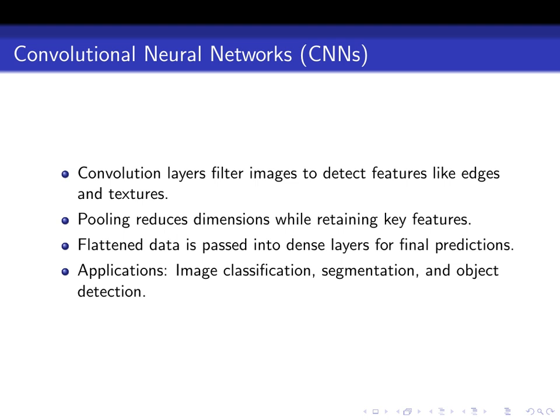Convolutional neural networks, or CNNs, are the backbone of modern computer vision. They use convolution layers to detect features like edges, textures, and patterns in images. Pooling layers reduce the dimensionality of data while retaining essential details. After processing, the data is flattened and passed into dense layers for tasks like classification or prediction.